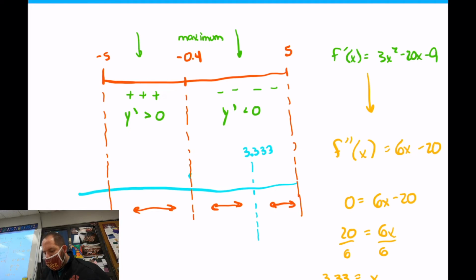I'm betting there's probably only a switch right at that 3.3. There's probably a switch there. The other ones probably didn't switch, but I don't know. We'll see in a second.